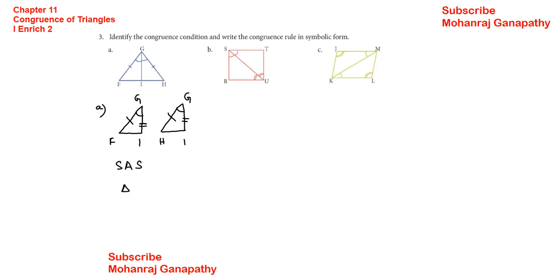Triangle FGI is congruent to triangle HGI. Clear?